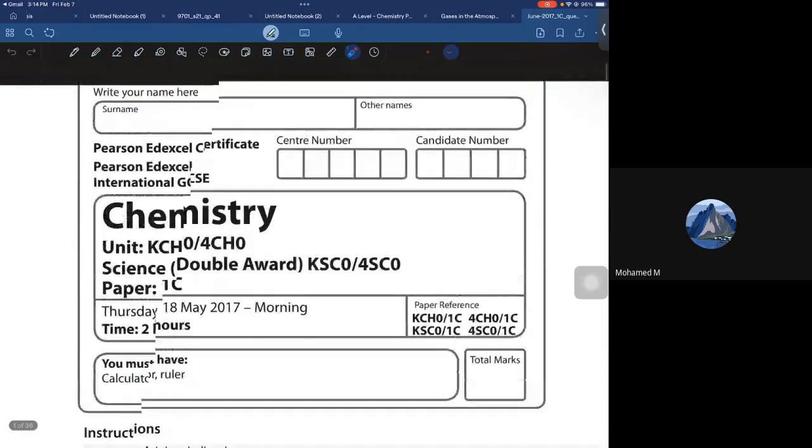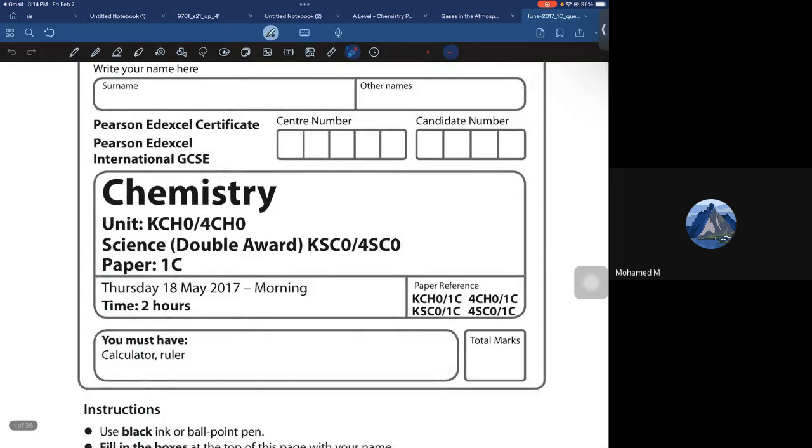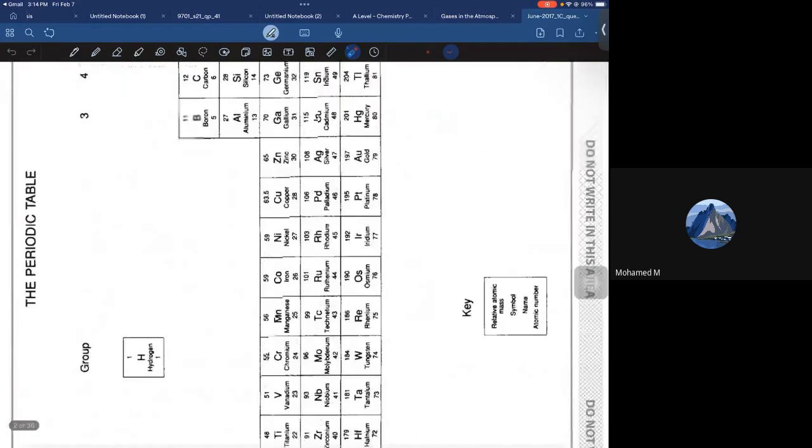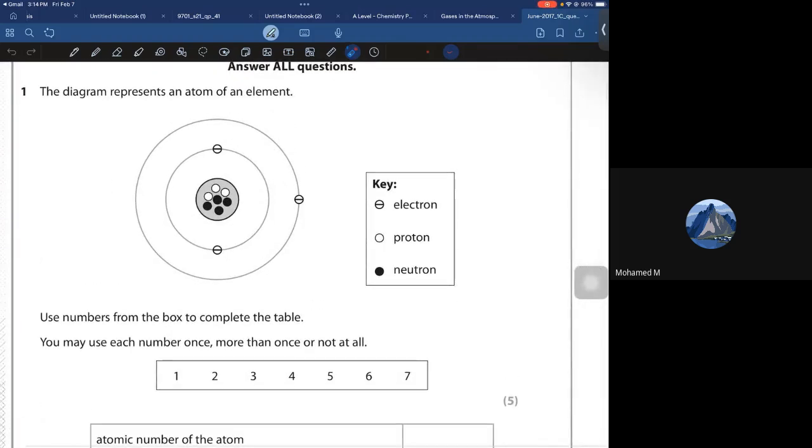Okay, so this is basically the Excel paper. This is question number one. The diagram represents an atom of an element. Use numbers from the box to complete the table. You may use each number once, more than once, or not at all.